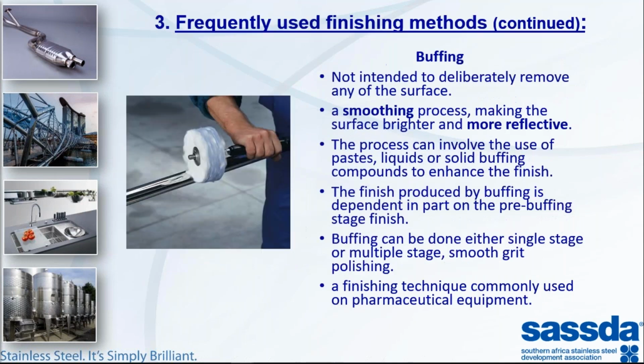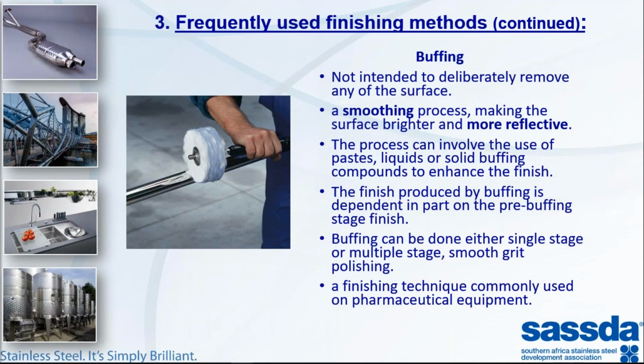Now, after we've got that nice polished finish, then we can shine it up even more by buffing. Buffing is not a process intended to deliberately remove material from the surface, but rather a smoothing process, just making the material more bright. You will know it well, the cloth wheels that are used as indicated there on the picture. The process will involve the use of pastes and liquids and even solid buffing compounds of different abrasive values. We also call it soaps. That's rubbed or applied to the cloth wheel, and then it enhances the finish.